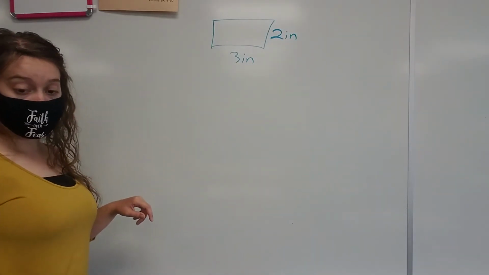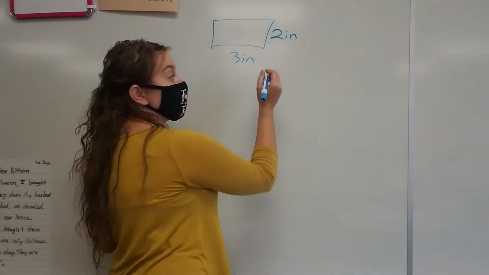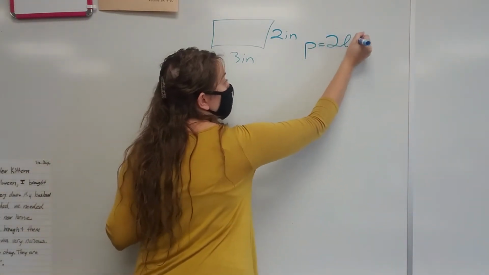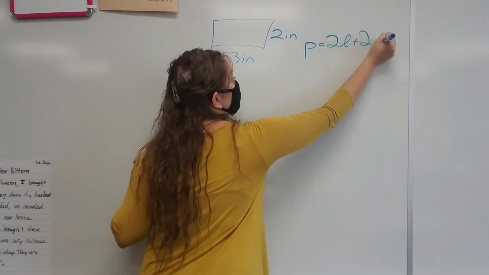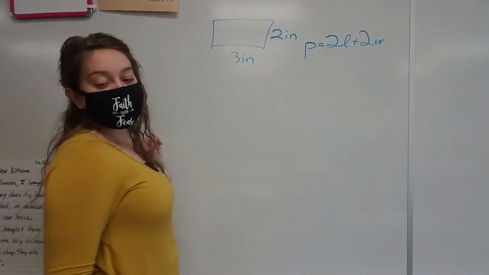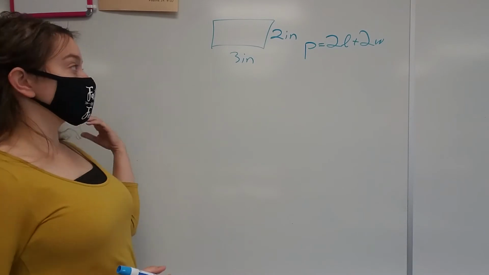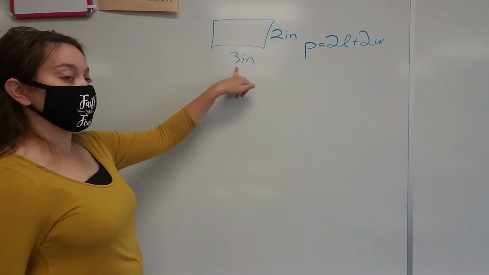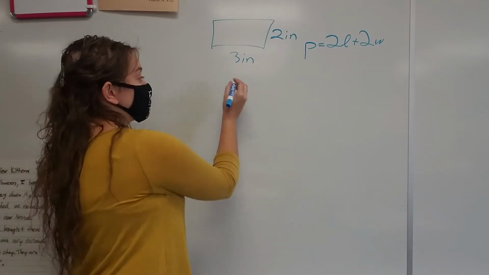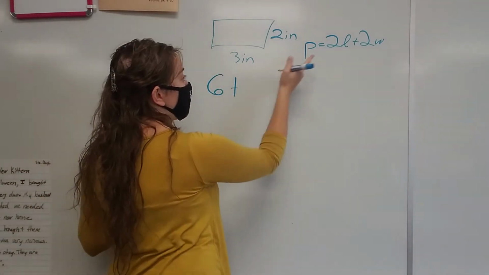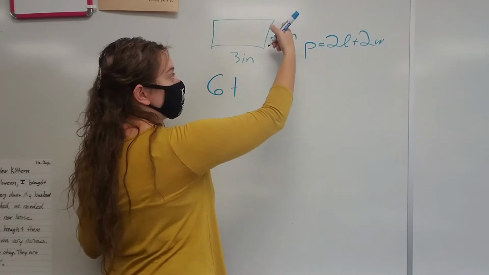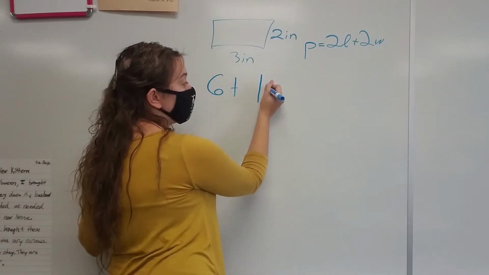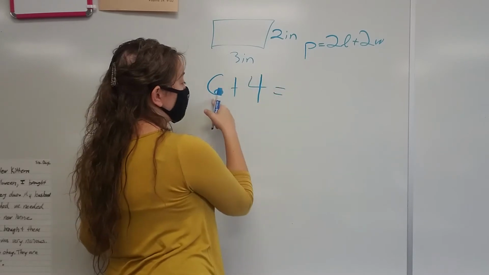So, let's look at the formula. Perimeter equals 2L plus 2W. Okay? That's the second formula up there. So, that means 2 times the length. What's 2 times 3? Keegan? 6. And then we have to add 2 times the width. What's 2 times 2? 4. And what's 6 plus 4?